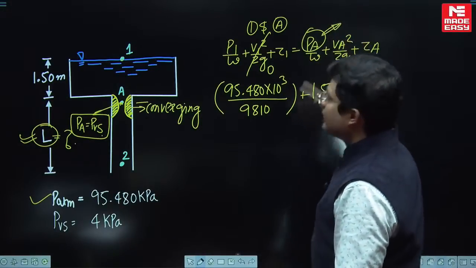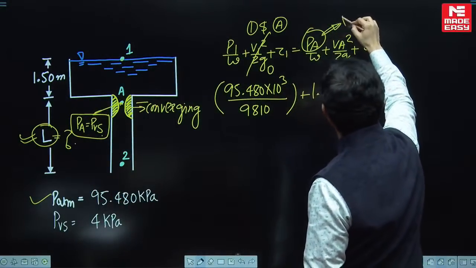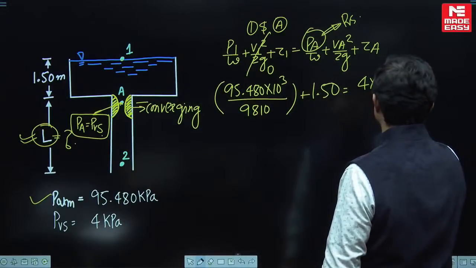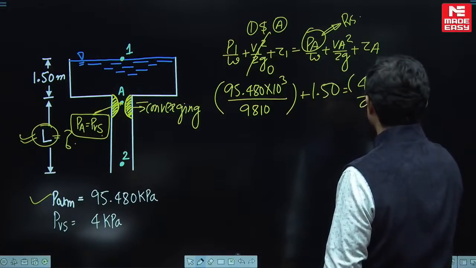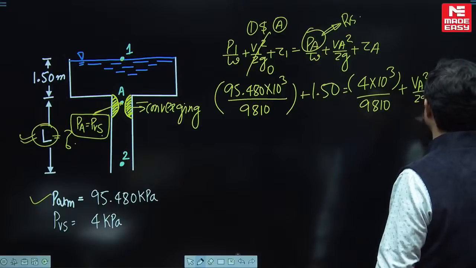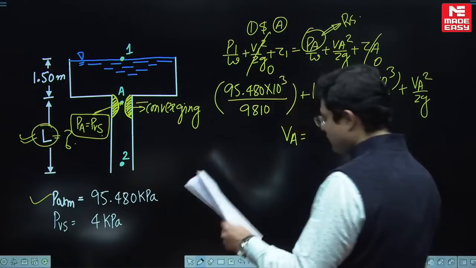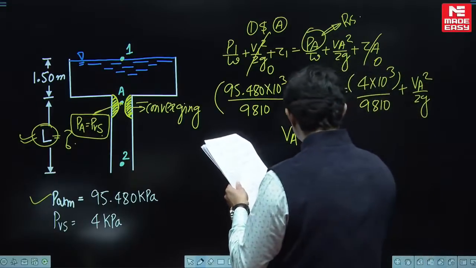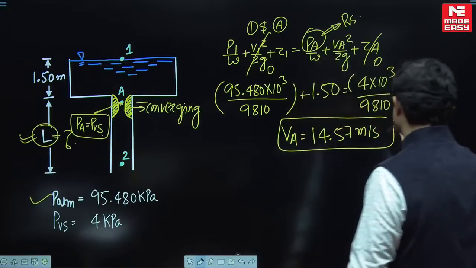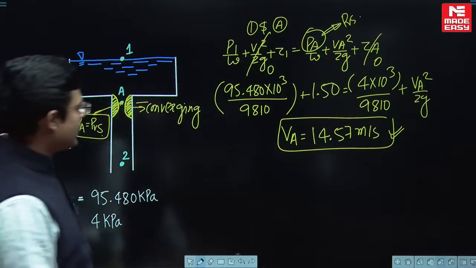And I told you guys, to find out the critical condition, this PA should be taken equal to PVS. And how much is PVS given? 4 kilopascal. That is 4 into 10 to the power 3 divided by W, which is specific weight of water, which is 9810, plus VA square by 2G, and ZA is 0. You have taken this as reference. So from here, can you calculate the value of VA? Yes, you can. So this is going to be 14.57 meter per second is the value of VA. Wonderful.